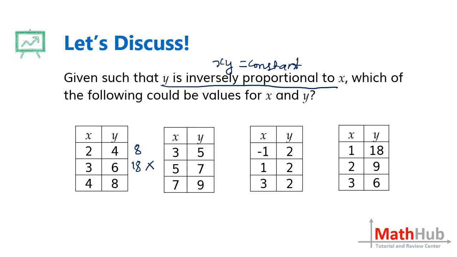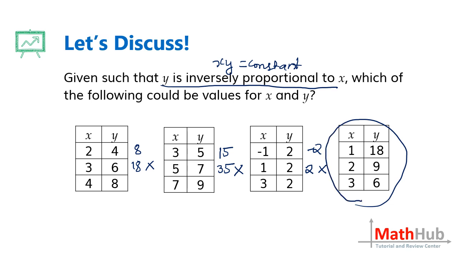For the second table, 3 times 5, we get 15. 5 times 7, that's 35. So it cannot be because they have different products. For this one, this is -2. The product here is 2. So that leaves us with this one.